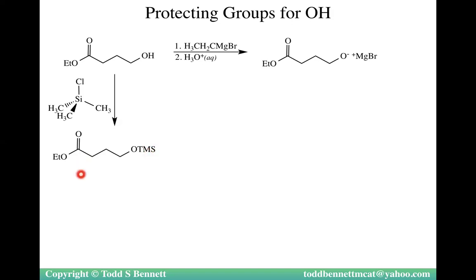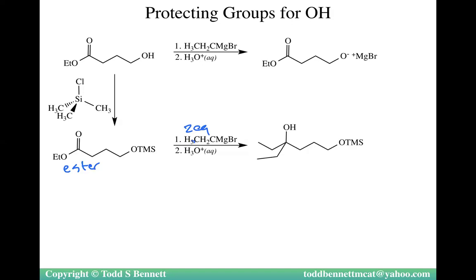So now if I add a Grignard to this, I'm going to add 2 equivalents. I'm going to emphasize that, 2 equivalents, because it's an ester and esters add twice. So it's going to add 2 equivalents, CH2, CH3. It's going to go on twice. One's there, one's there. With my OH, then I got to take it off.